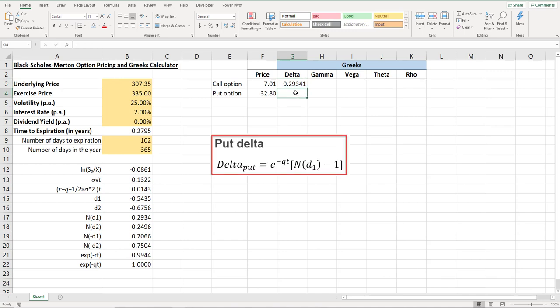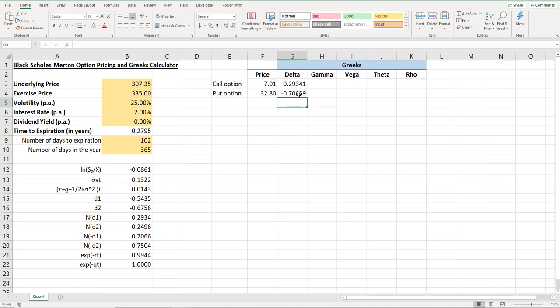Now to do it for put option, again, we'll take B22 multiply by ND1, which is in cell B17, minus 1. So in this case, the delta of a put will be negative. Okay, and the range will be from 0 to -1, and the nearer it is to -1, the more it is in the money. Now what this means is that for every $1 increase in the underlying price, the put option will decline by 71 cents.